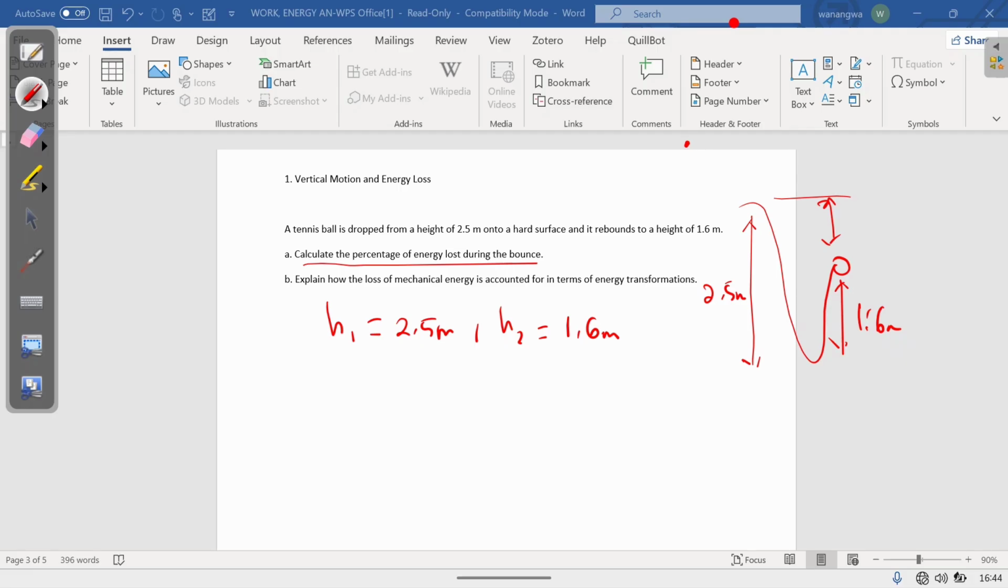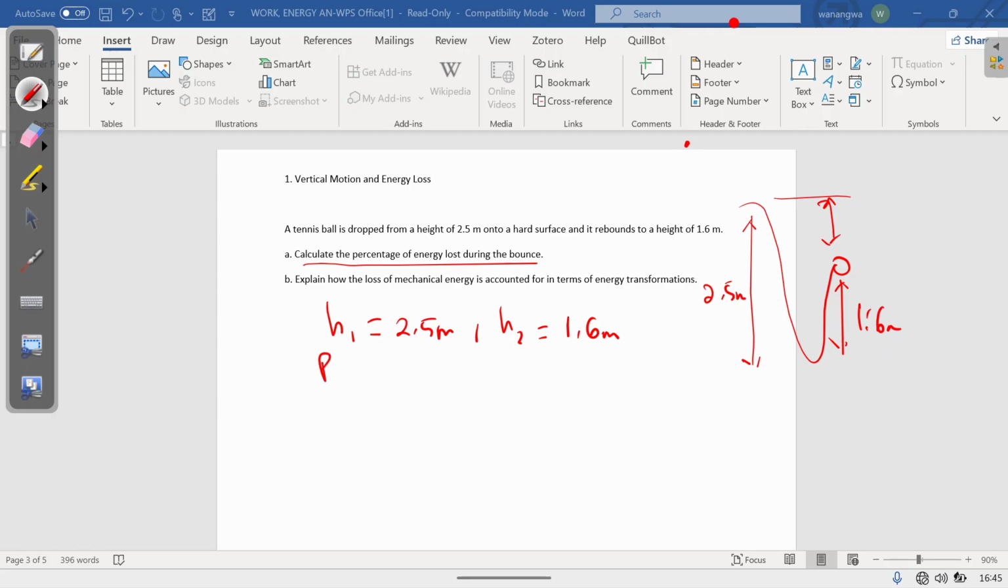What they were trying to drive at here is trying to show us that it's possible for you to analyze energy changes by simply looking at the height changes. And that will give you a depiction of how potential energy is changing throughout the process. Okay, so let's track that.